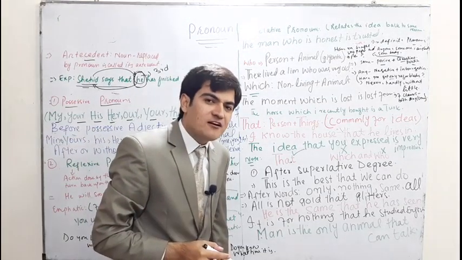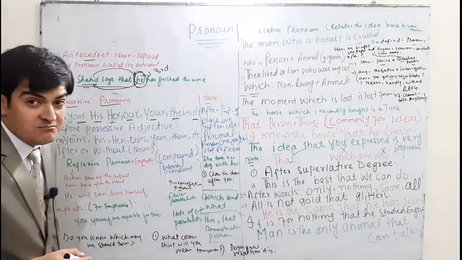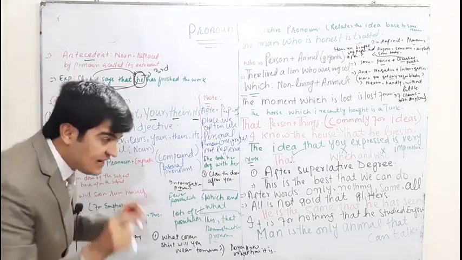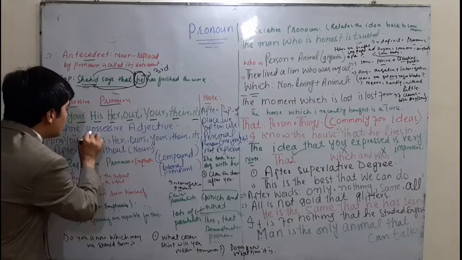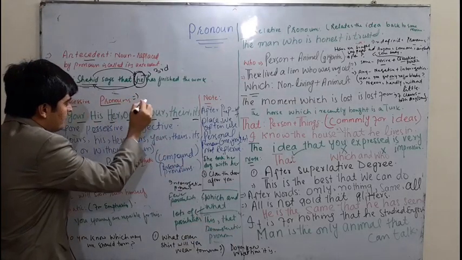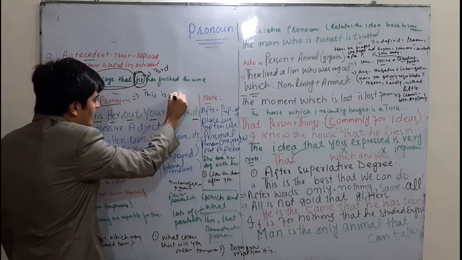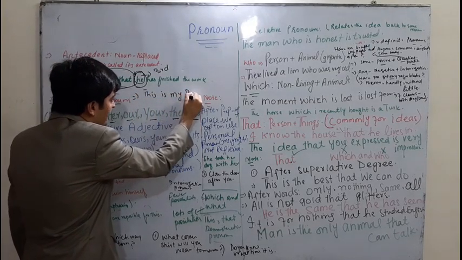It normally comes before an adjective. And what do we call that adjective? We call it a possessive adjective. Look at this example: this is my pen.